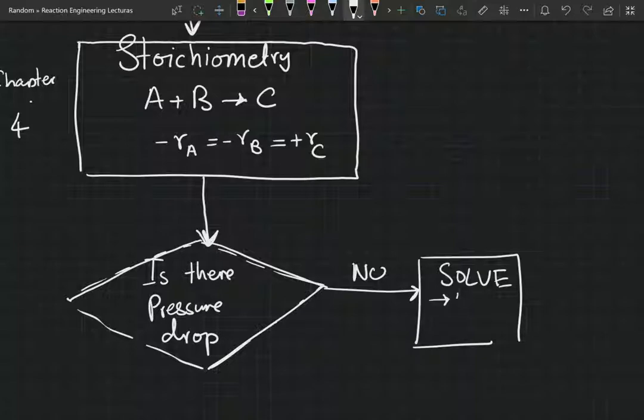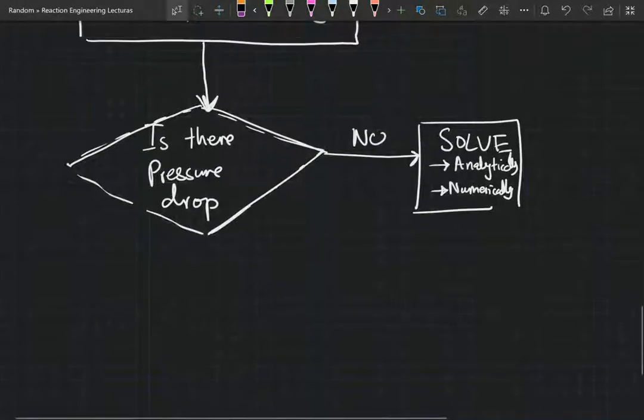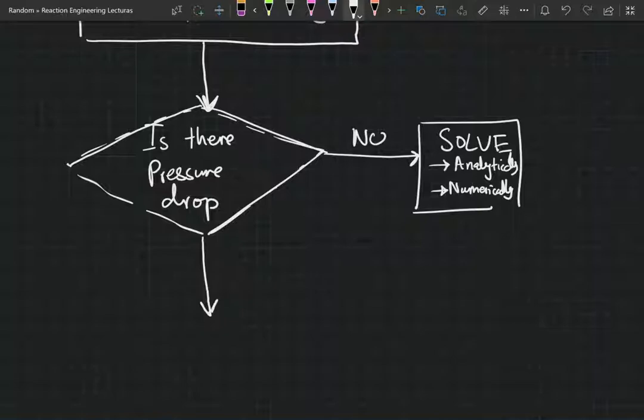You can solve, some systems might be solved analytically, and some will be solved numerically, depending on the configuration, depending on the type of differential equations we get. So if you have no pressure drop, then Bob's your uncle, go ahead. Beautiful. If you have pressure drop, then first off, no need to worry.